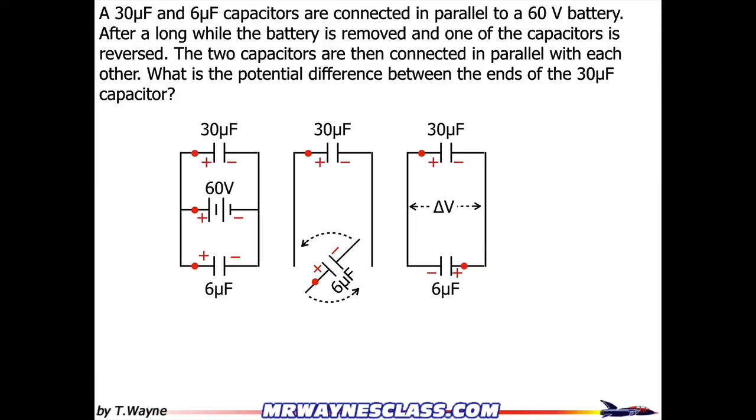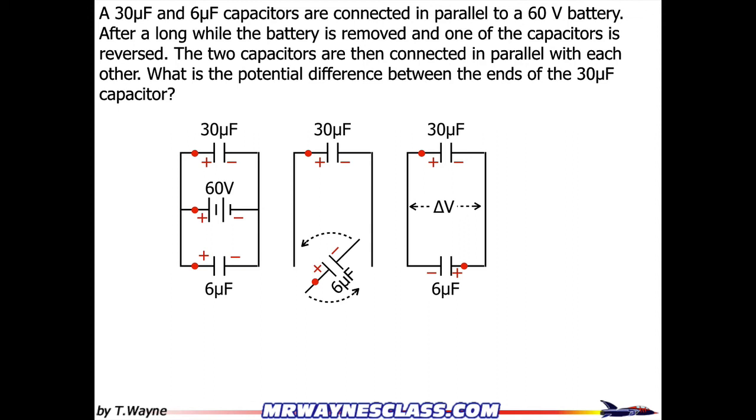Last question. A 30 microfarad and a 6 microfarad capacitor are connected in parallel to a 60 volt battery. After a long while, the battery is removed and one of the capacitors is reversed. The two capacitors are then connected in parallel with each other. What is the potential difference between the ends of the 30 microfarad capacitor?